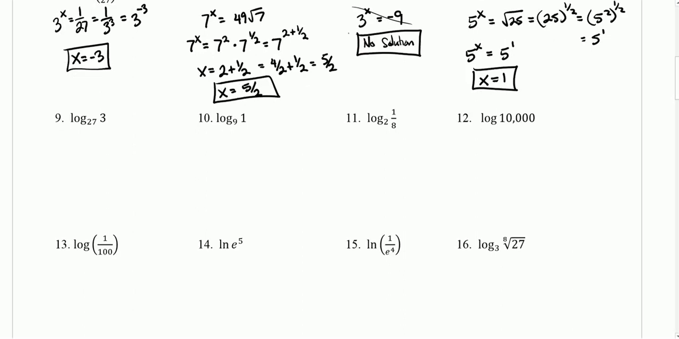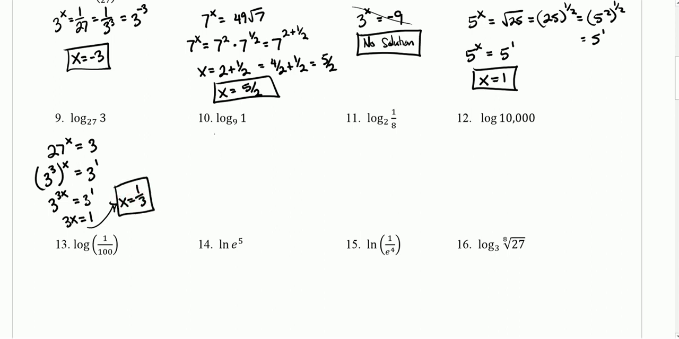Number 9, log base 27 of 3 is asking the question, 27 to what power is 3? 27 is 3 to the third power, and 3 is 3 to the first power. Multiply our exponents here, and we get 3 to the 3x equals 3 to the 1. So our 3x must equal 1. Divide by 3 and you get x is equal to 1 over 3.